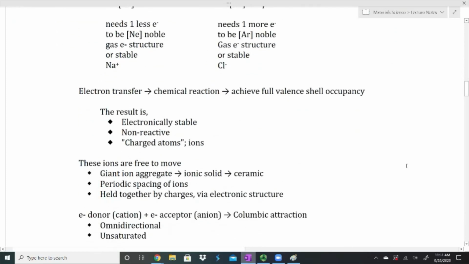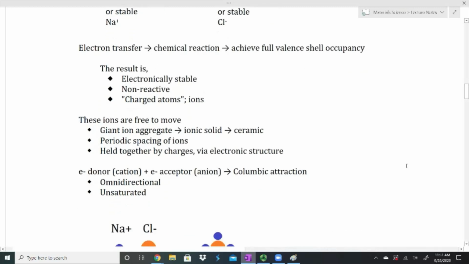All right, so here we have electron transfer. And if we have electron transfer, it means that we're having some type of chemical reaction, and we do this to achieve a full valence shell occupancy. So the result of this is we get something that's electronically stable. We have something that is in the form of a noble gas electron structure, so that the entire shell is full. That means that those ions aren't going to be reactive. And what we end up with is charged atoms, which we call ions.